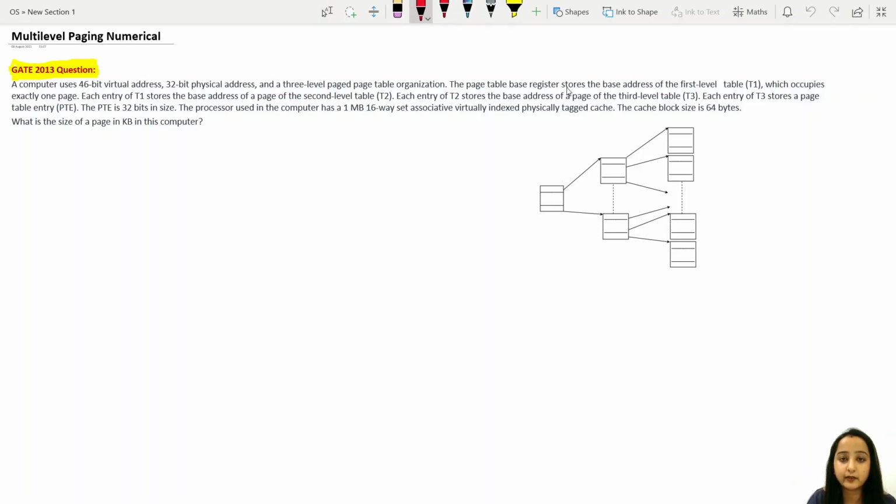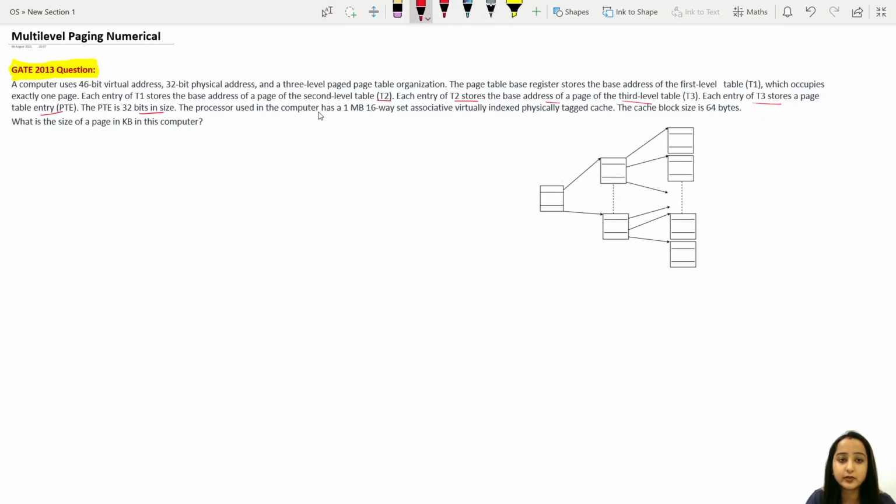The page table base register stores the base address of the first level table, that is T1, which occupies exactly one page. Each entry of T1 stores the base address of a page of the second level table, T2. Each entry of T2 stores the base address of a page of the third level table, T3. Each T3 entry stores a page table entry. That page table entry is 32 bits in size.